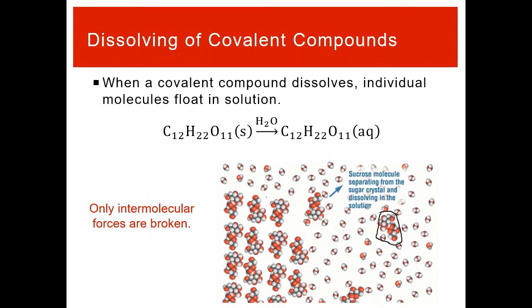Importantly, the only thing that's broken is intermolecular forces. So say sugar is held together by hydrogen bonds. All those hydrogen bonds are going to be broken between the sugar molecules, but importantly, no covalent bonds are broken. So it's just the whole molecule. In terms of the molecular formula, it's the same molecular formula, and the only thing we change is that (aq).